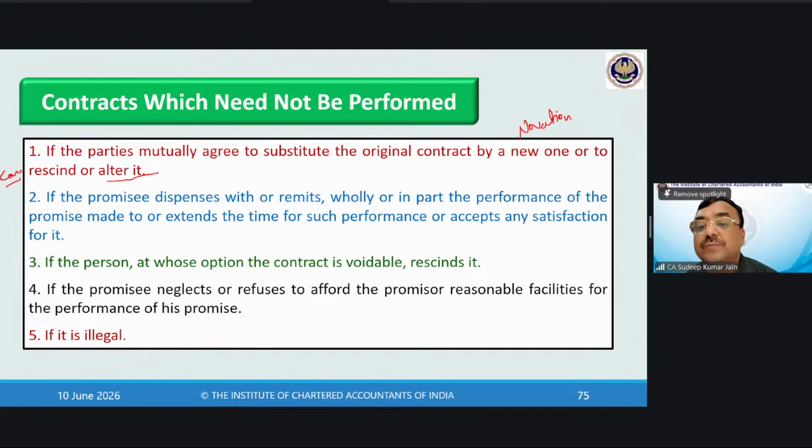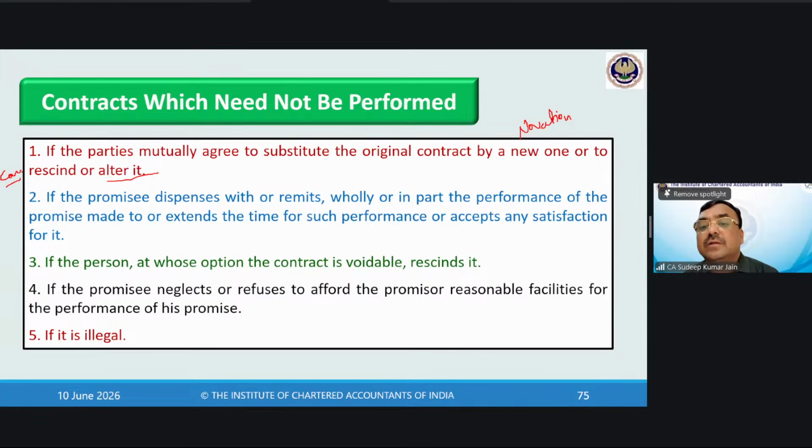Example 32 and 42. 42 I have discussed, and what about 32? See the example number 32. X borrowed rupees 1000 from Y, and X, Y, Z agreed that the debt will be discharged by Z. Means X has borrowed rupees 1000 from Y, and he has to make the repayment to Y. But Z agreed with X and Y that he will make the repayment in place of X. So the original liability of X to repay Y will be discharged. Now in place of X, Z will discharge. Right?